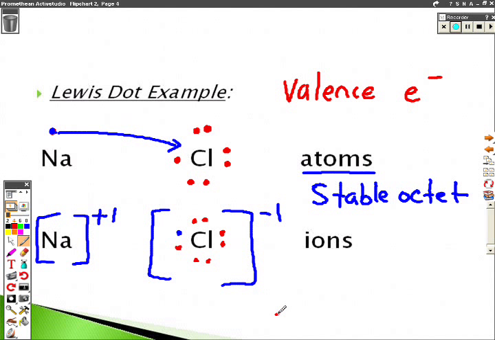These are ions, positive 1 and negative 1. They form what's called an ionic bond because this one loses, this one gains, and they attract each other. And the whole charge of the whole compound is 0. And you've written it as NaCl.